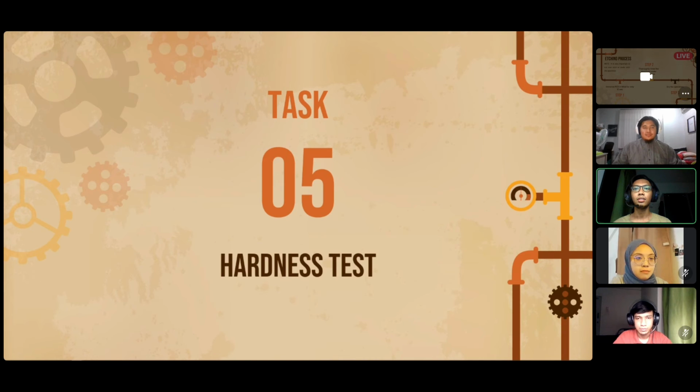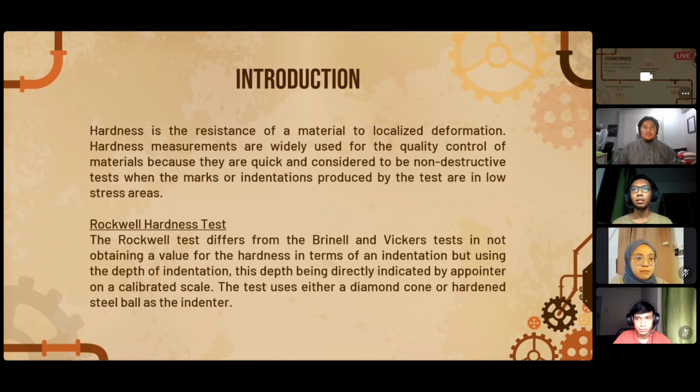Next, task 5, hardness test. Hardness is the resistance of material to localized deformation. Hardness measurements are widely used for the quality control of material because they are quick and considered to be non-destructive tests when the marked indentation produced by the test is in a low stress area.